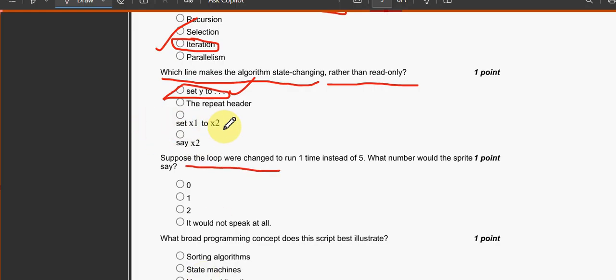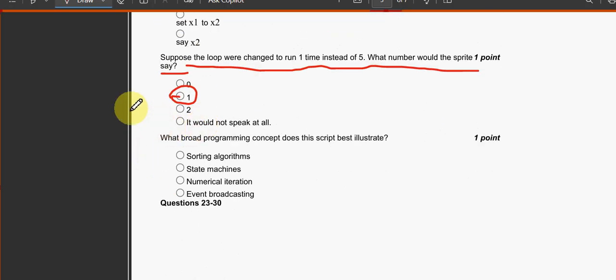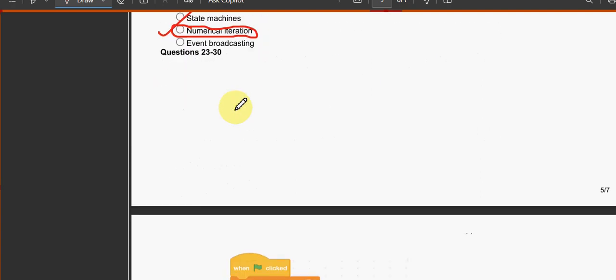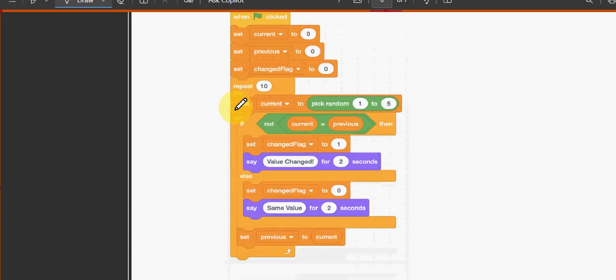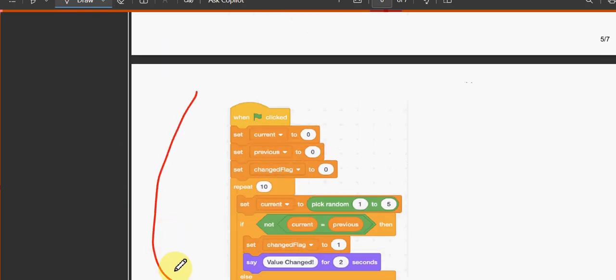Suppose the loop were changed to run one time instead of five. What number would the sprite say? So for the 21st question, it is 1, guys. Next, what broad programming concept does this script best illustrate? So for this question, numerical iteration is the probable solution. Next, moving on to the next set of questions based on this Scratch code.